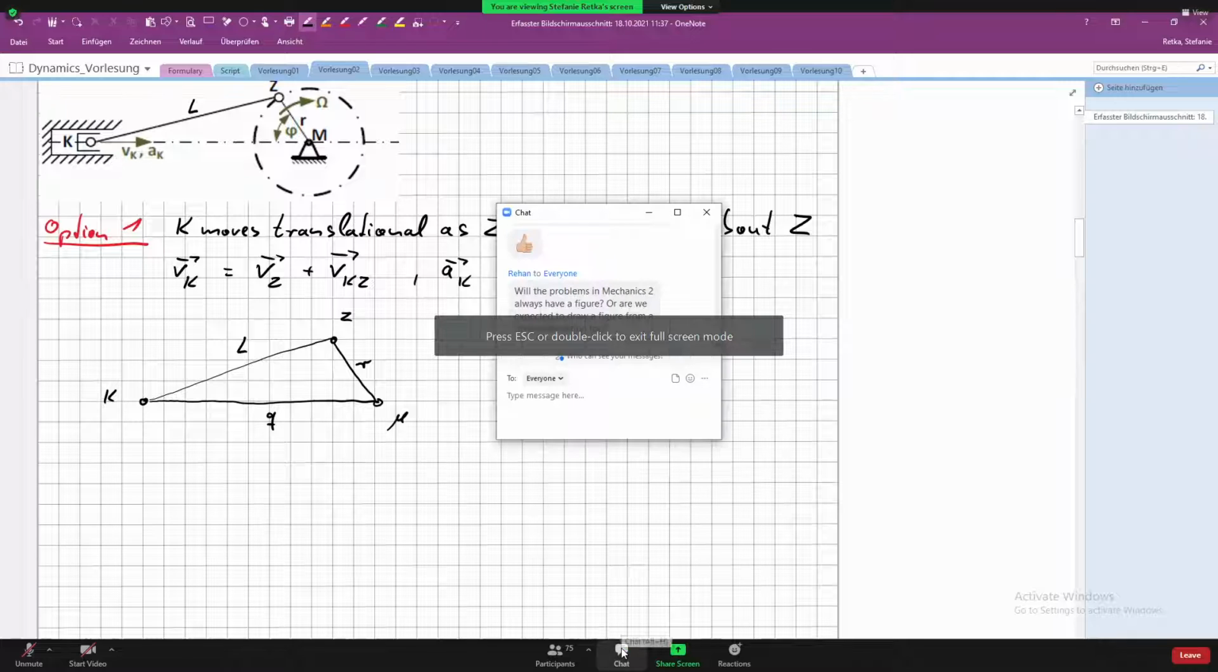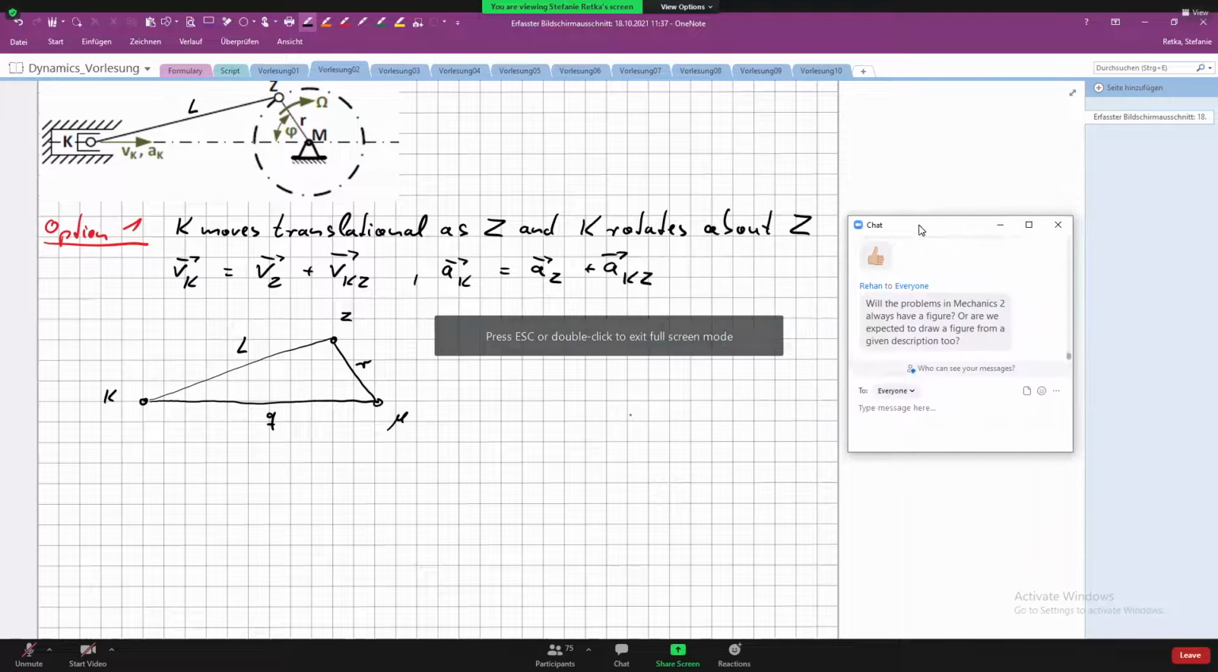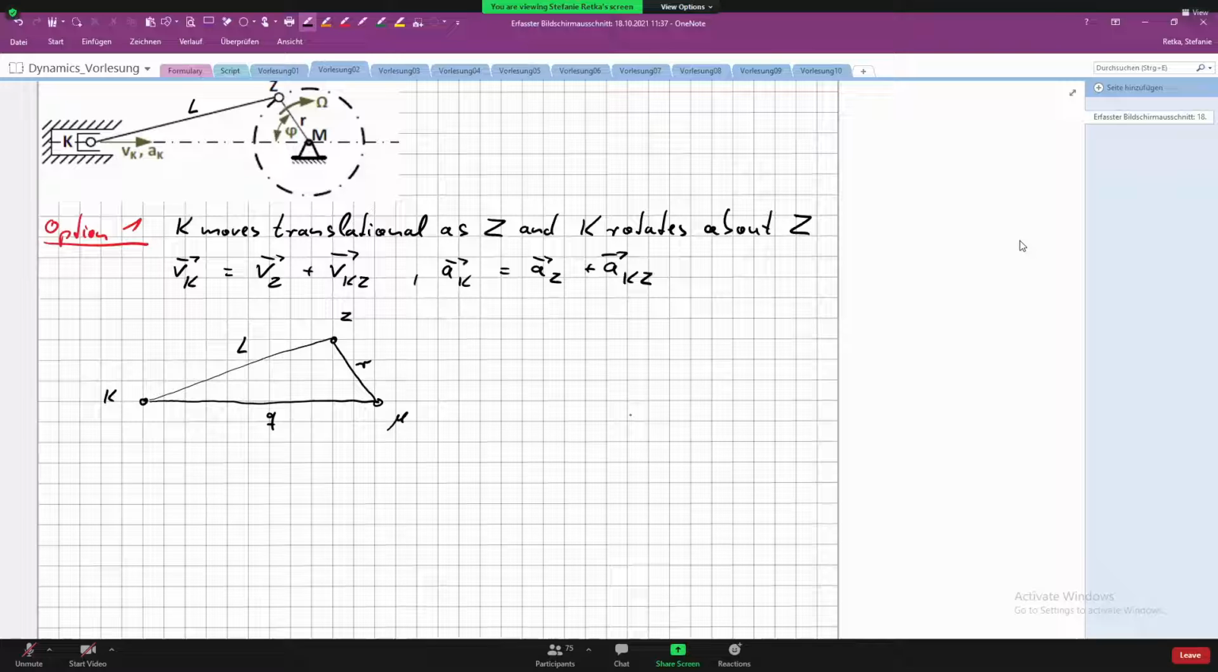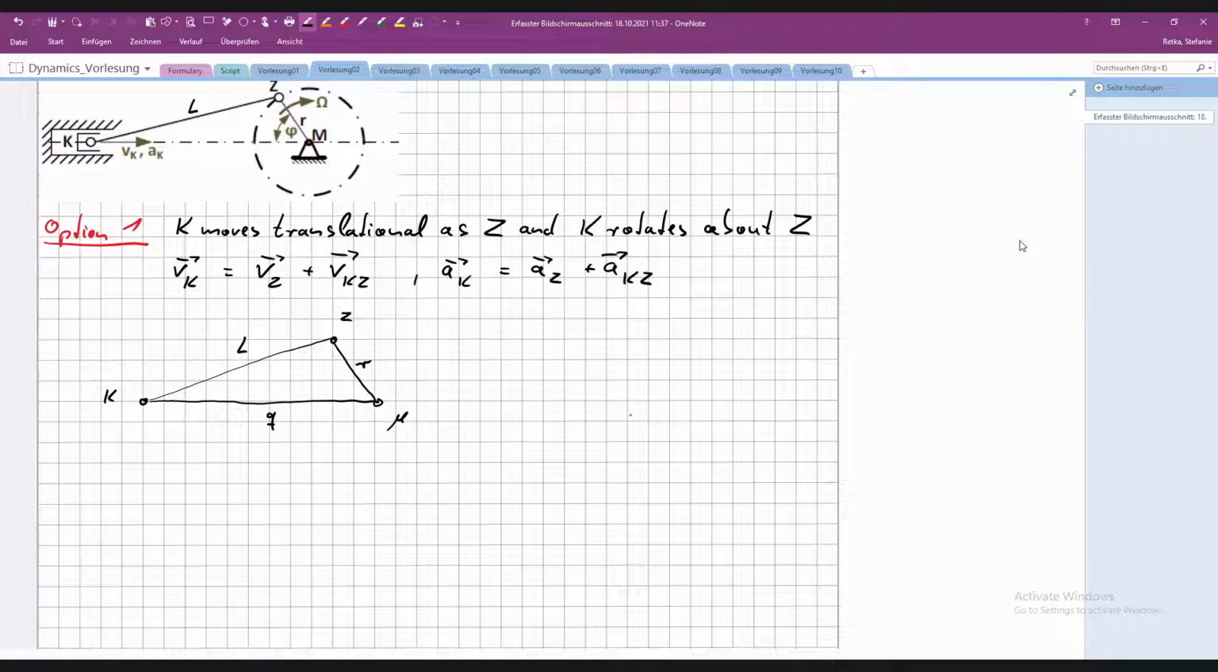Yes, the problems always need a figure. With the problems, obviously, there is a figure given in the problem description, and then you have to draw your own figure with everything that's relevant to solve the problem. But from the text alone, you would probably not be able to derive this figure, of course.